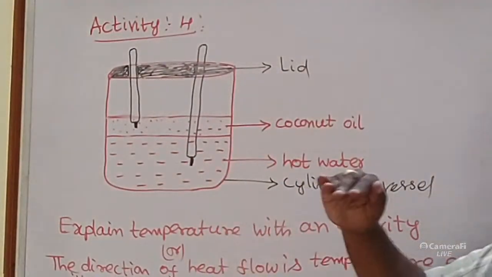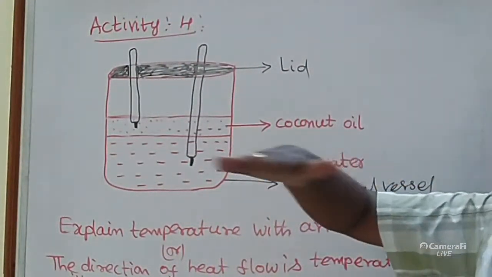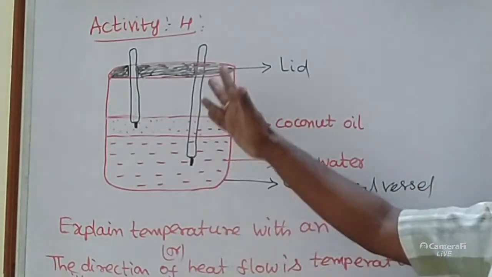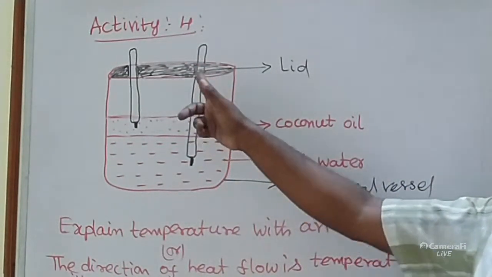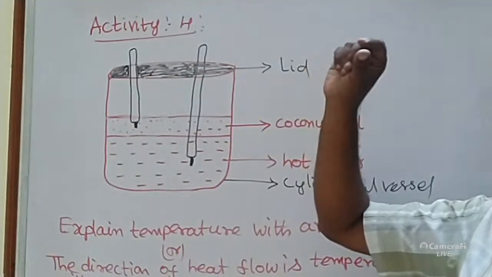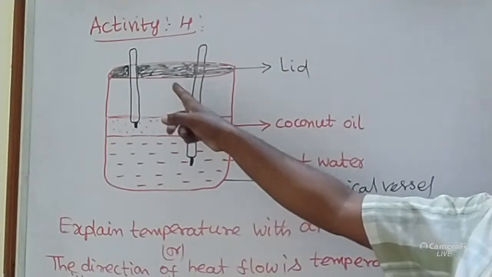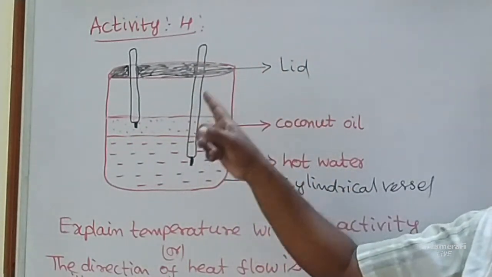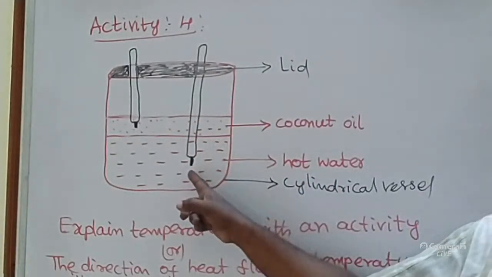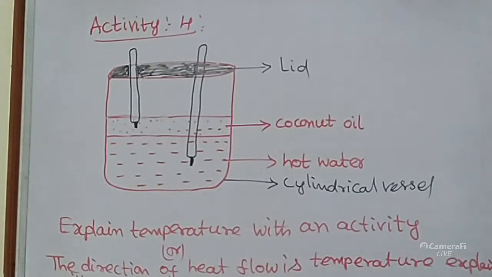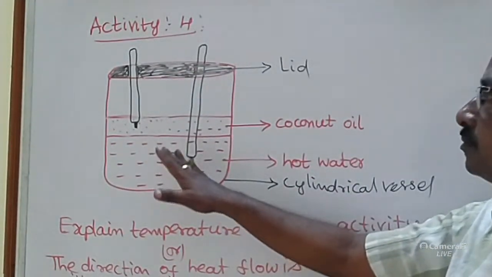So the coconut oil will be covered on the surface of the water. Now arrange two thermometers. So a lid containing two holes will be taken. In one hole arrange one thermometer, in one more hole arrange one more thermometer. One thermometer will be in the hot water, one more thermometer in the coconut oil. Now it will be arranged here.